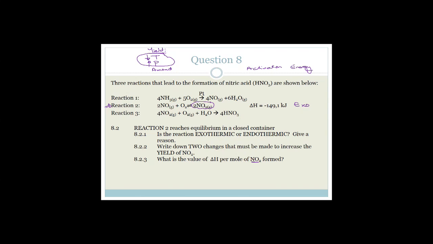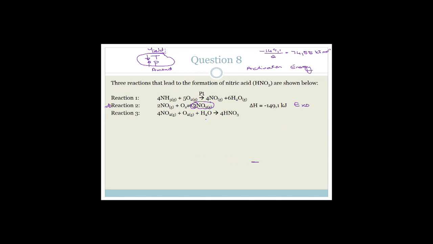So obviously, what are we going to do? We're going to take this delta H, which is -149.1, and all we're going to do is divide it by 2. So we're going to go -149.1 divided by 2. Why? Because there are 2 moles made. So that becomes 74.55. That's 74.55 kilojoules per mole.